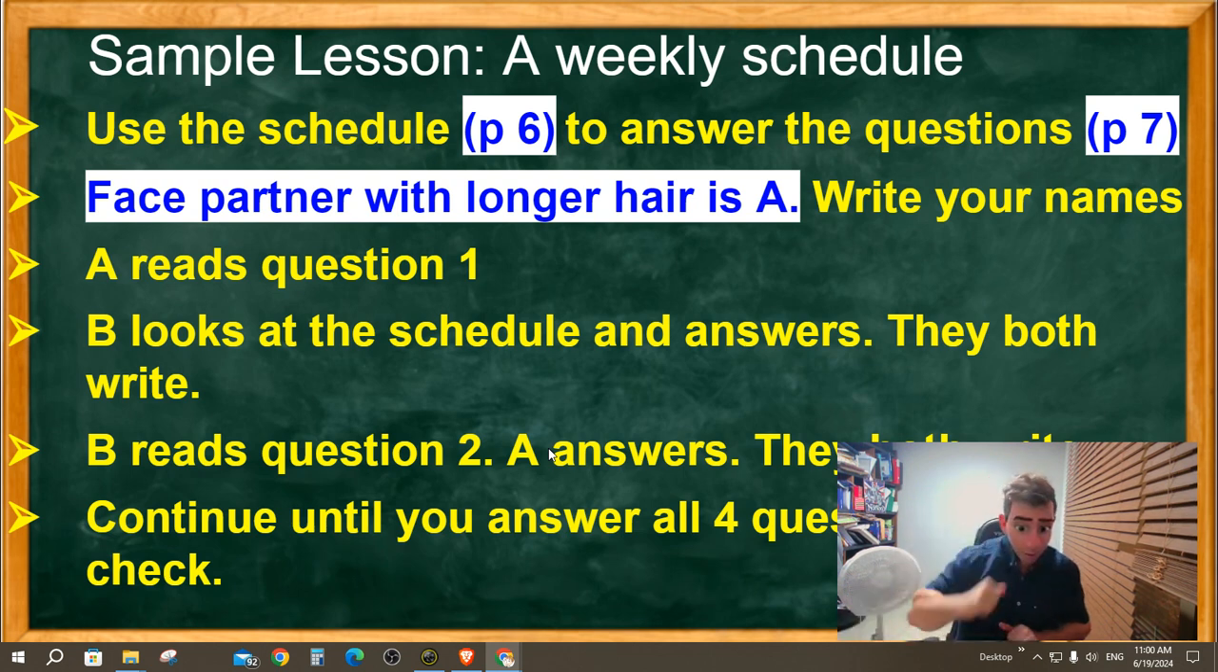Okay, student 1. What pages are we going to look at for this? 6 and 7. That's right. Who is student A? Longer hair. Right now. Raise your hand, student A. That's right. Oh, you're wrong. I think your partner's hair is longer. Switch. Okay. Now, what's going to happen? What's student A going to ask? Question A. This is question 1. Who's going to answer? Student B. Who's going to write? Both. Okay, and then switch. How long do you do this? Until it's finished. Go.